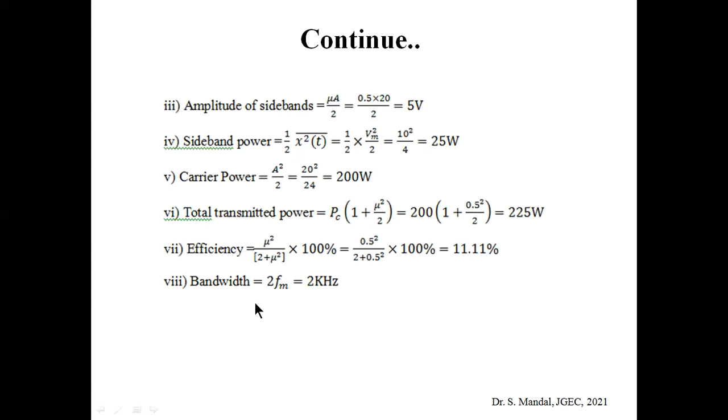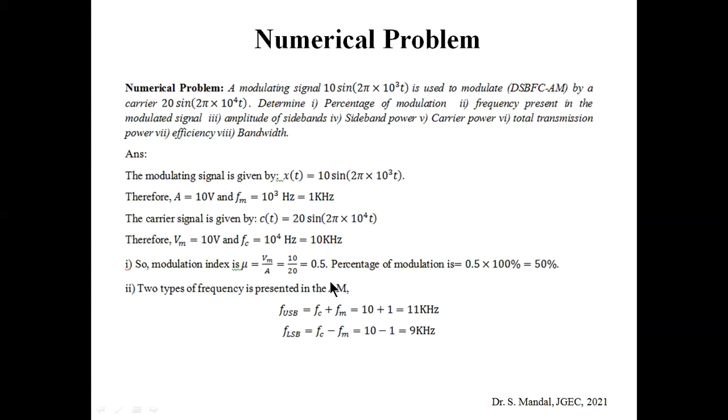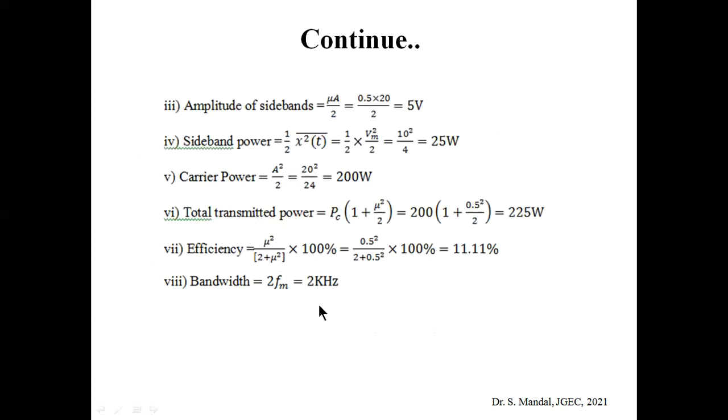Bandwidth, that is 2 into fm. Bandwidth for DSBFC is 2 fm. So 2 into 1 kilohertz, since fm is 1 kilohertz, so this value becomes 2 kilohertz.